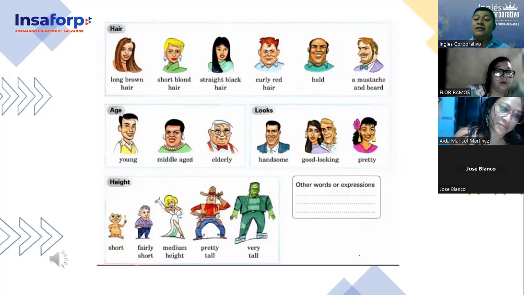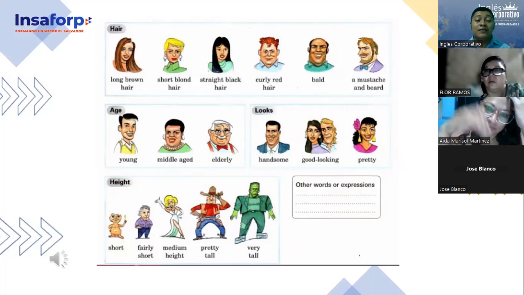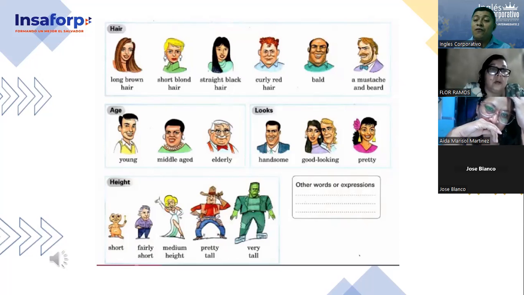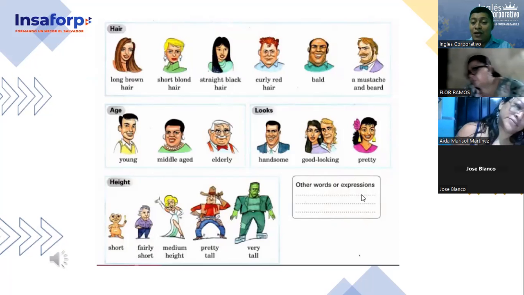My hair is brown and is wavy. Okay, very good. Long, wavy, long brown and wavy hair. That is great. Wavy brown hair. That is right. Wavy brown hair. Very good, Flor. Thank you. Aida Marisol. My hair is shiny black hair. Stripe black hair. Okay, excellent. Good. Cabello largo y liso.